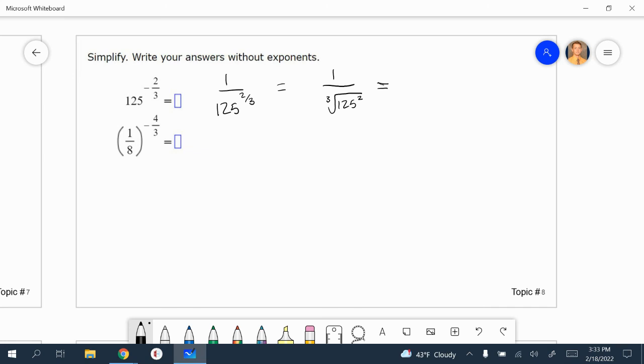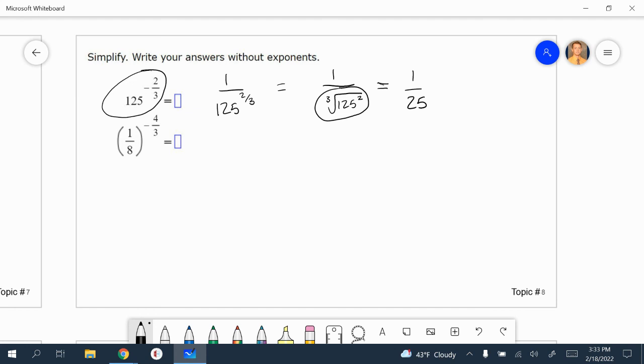But again, this has been true for all of them. You could just take this and type it into a calculator if you really wanted to. So 125, I'm just going to type it in my calculator. 125 to the negative 2 over 3 equals 1/25. So basically all this stuff down here would end up being 25 if you took the square or the cubed root of 125 squared.